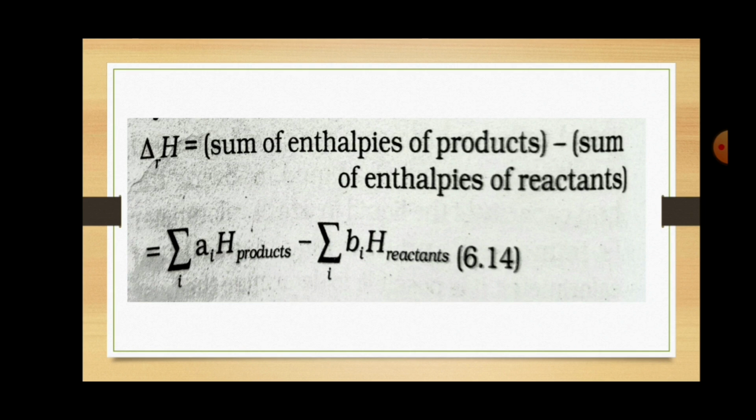When you write a chemical reaction, you need to balance it. To balance it, you add appropriate numbers in front of the reactants and products so that LHS is equal to RHS, that is, the number of atoms of reactants and products are equal. The numbers you give to balance a chemical reaction are called the stoichiometric coefficients. So ai and bi are the stoichiometric coefficients of a reaction.